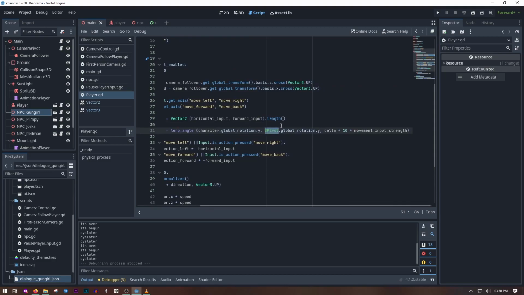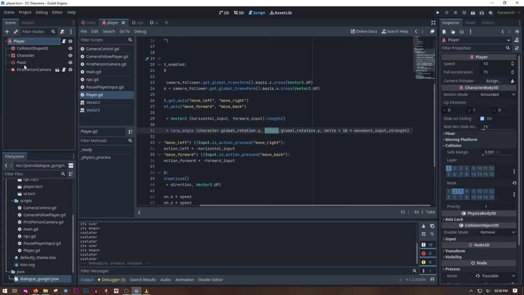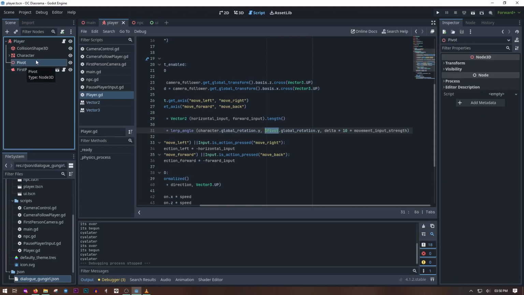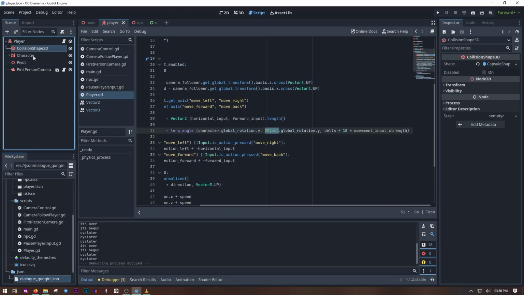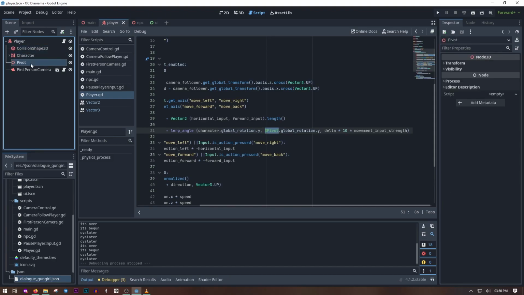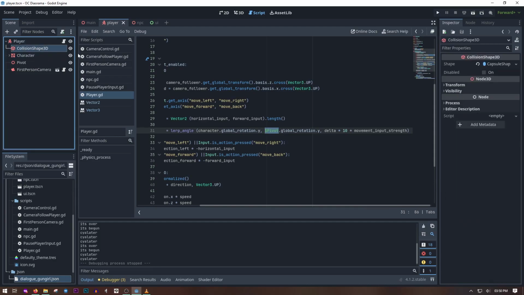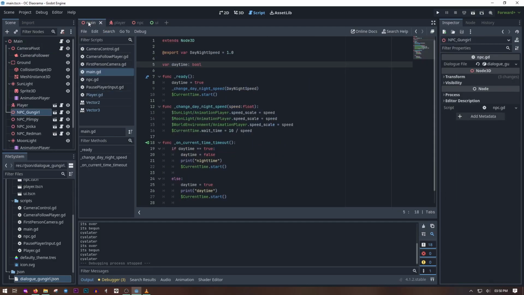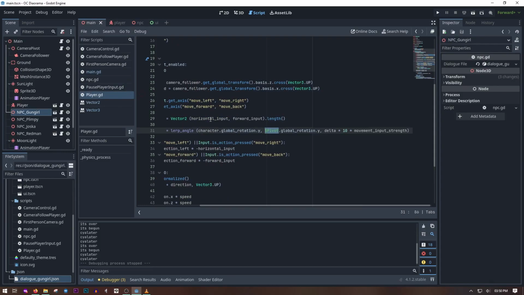Pivot. Oh yeah, in player there's pivot. I just put it there. This is fine, but it's not great. You've got the collision shape, the mesh, and then the pivot, and they're all just hanging out as siblings. Probably not the best, but anyway, it's called pivot.